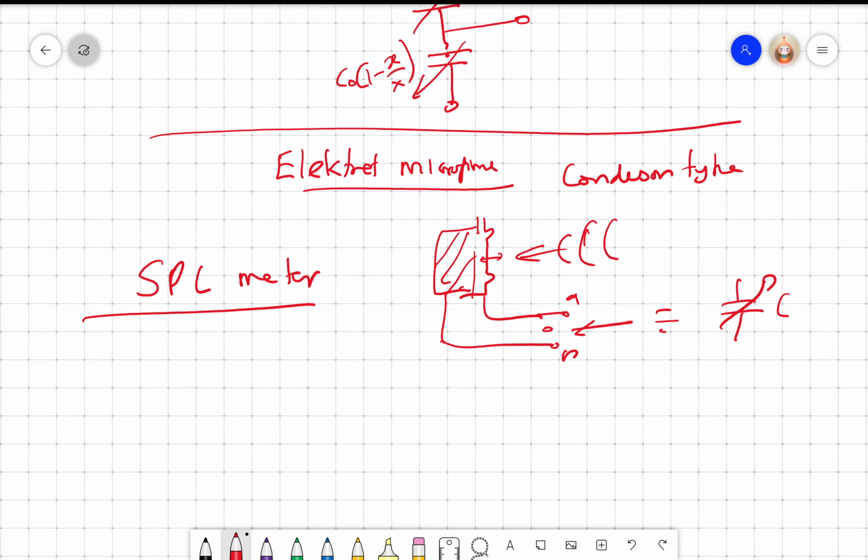There are other ways of using the capacitance variation, which we will see in the next class. So I stop here.